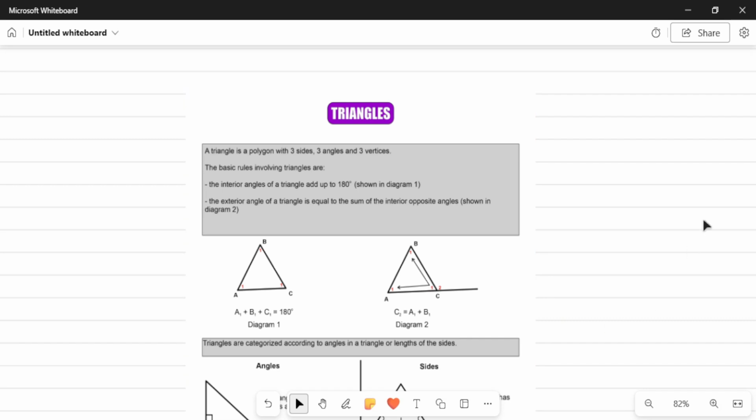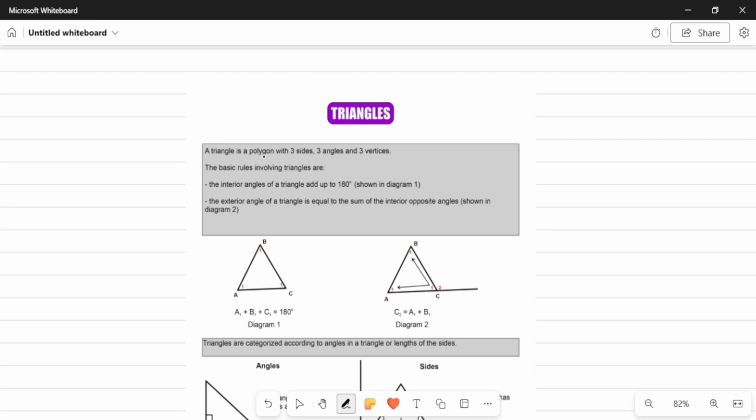Okay, now with that done, let's move on to the next part of the mind map, which is triangles. So now you can see we've started off with lines, then we went to angles, and now we are at triangles. A triangle is a polygon with 3 sides, 3 angles, and 3 vertices.